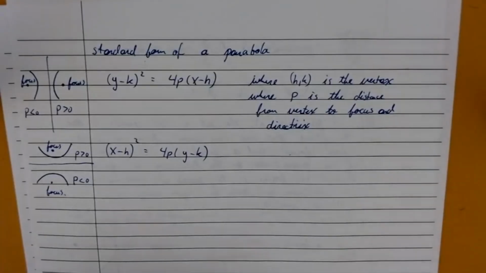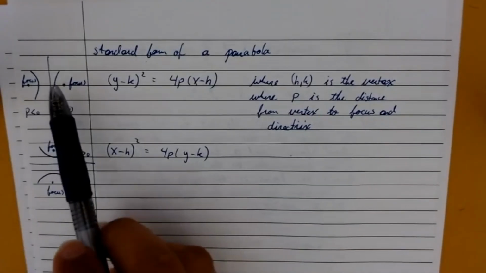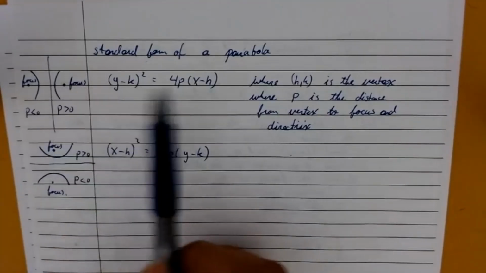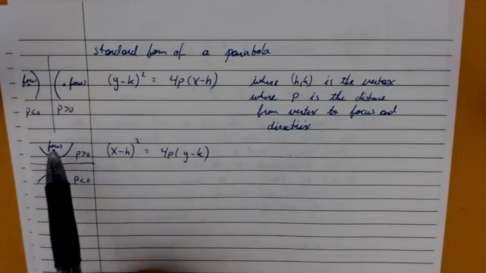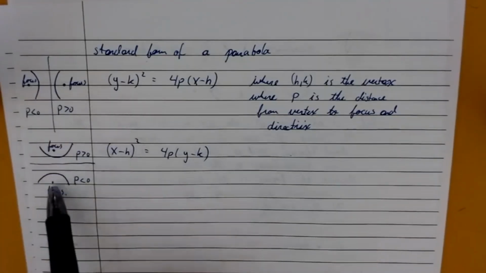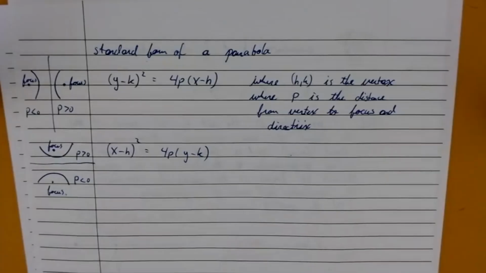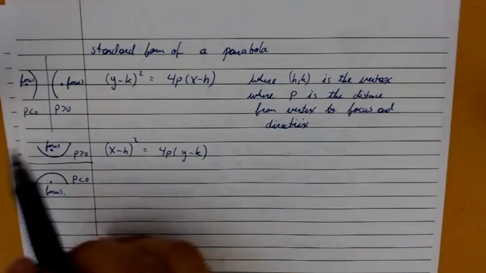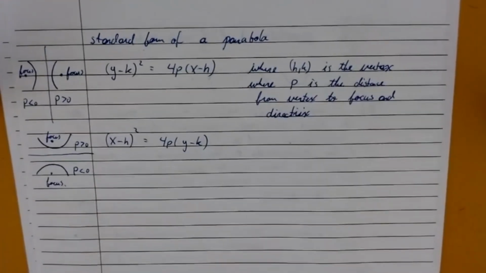So note that that means that p doesn't just give you the distance from the vertex to the focus, it also gives you the direction. Positive to the right, positive up, negative to the left, or negative down. All right, so this covers all four possibilities. So now let's take a look at some examples.